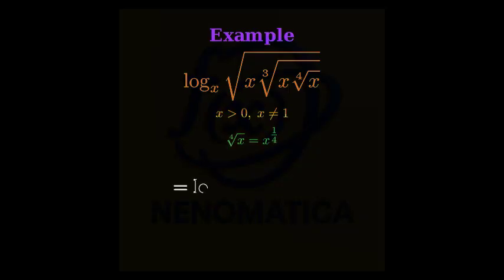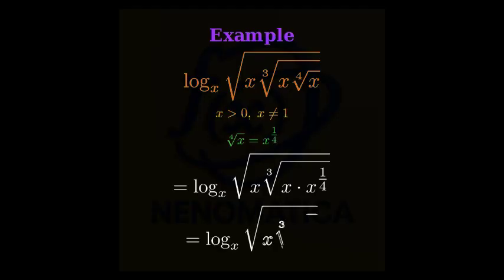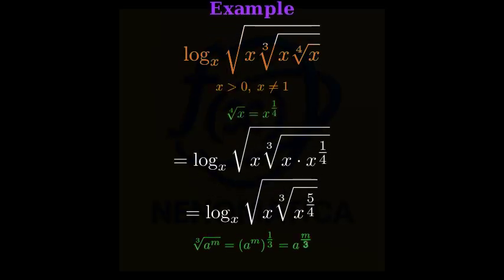Step 1. Convert the innermost fourth root to a fractional exponent. The fourth root of x equals x to the 1/4. Step 2. Combine the product x times x to the 1/4 inside the cube root. Add the exponents. 1 plus 1/4 equals 5/4. Step 3. Apply the cube root.